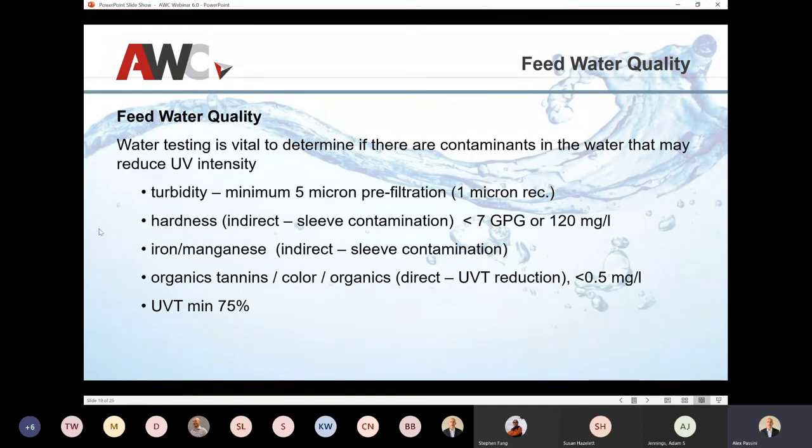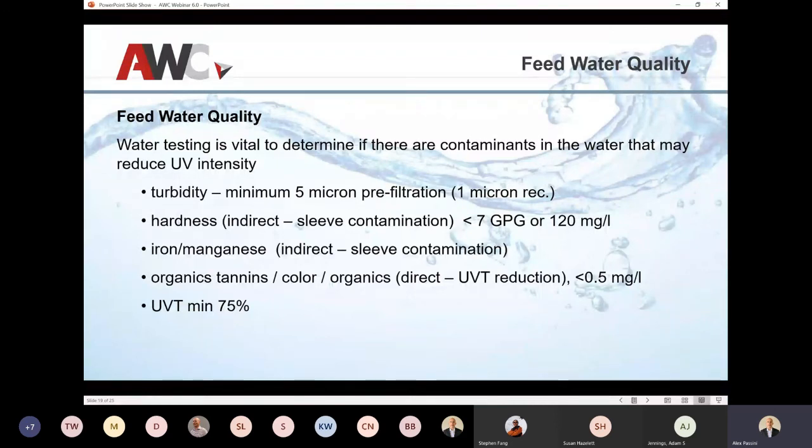The same thing applies for iron and manganese. Of course, as we've touched on before, iron and manganese will stain anything and everything. You start putting hot water into it, and it's going to get even worse. So you want to make sure that you pre-treat for any ferric oxides or any manganese so that we don't have sleeve contamination.